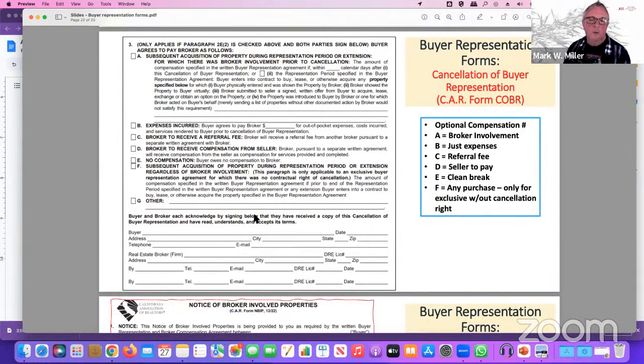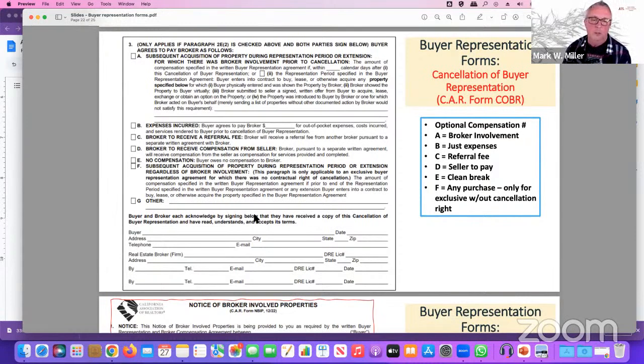Subsequent acquisition of property during the buyer representation period, for which there was a broker involved prior to cancellation. So this, I believe, is where the NBIP form comes in, notice of broker involved properties, which you see a little bit about on the next page there.